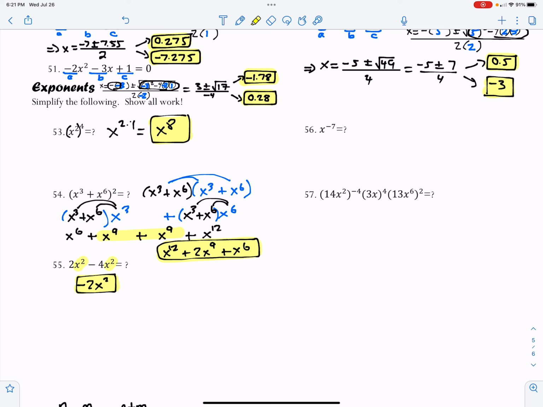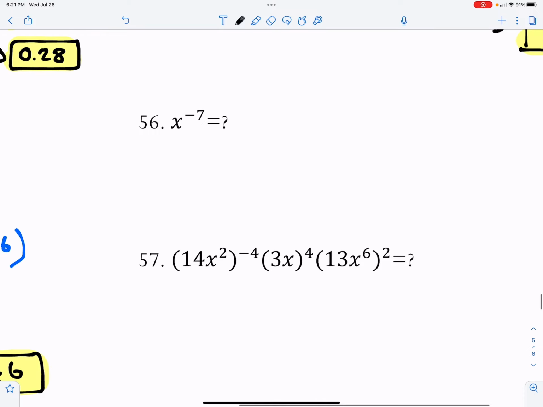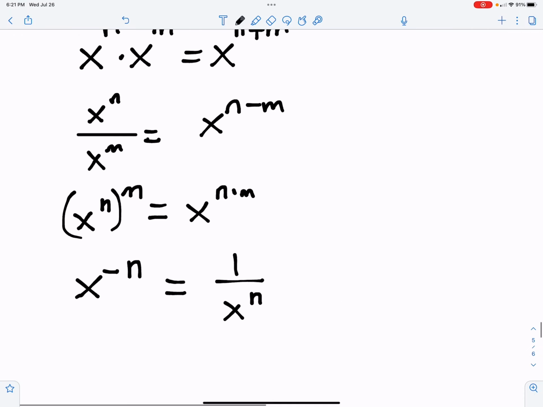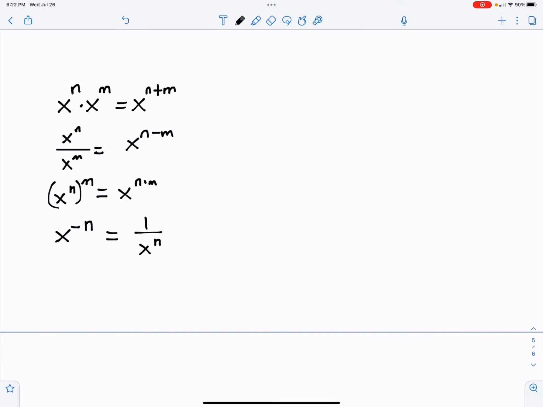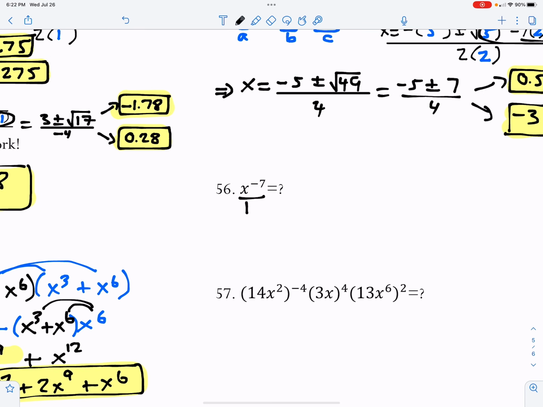Number 57. We're going to use the negative exponent rule. The negative exponent rule says that we take our base, x to whatever power, we take its reciprocal, its inverse, and when we do, the negative exponent becomes positive. So this is the same thing as x to the negative 7 over 1. So we're going to flip that and go 1 over x to the 7, and when we do, the negative exponent becomes a positive exponent.